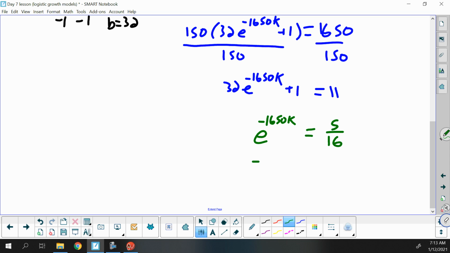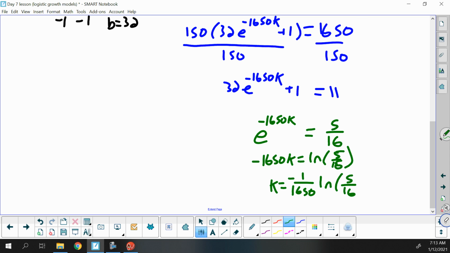Well, we'll switch this to a natural log, so negative 1650k equals natural log of 5/16. And divide the negative 1650 over, so k we're going to write as negative 1 over 1650, natural log of 5/16.